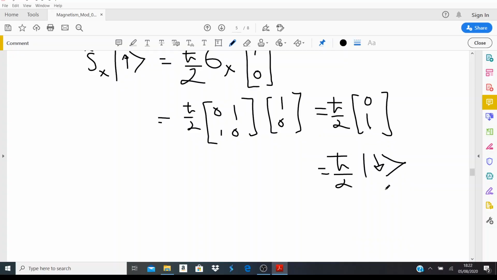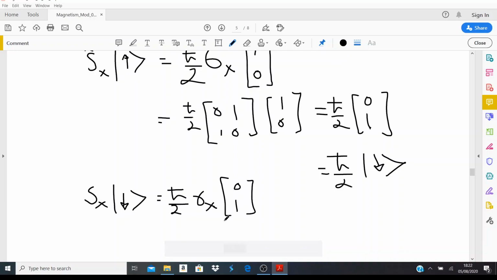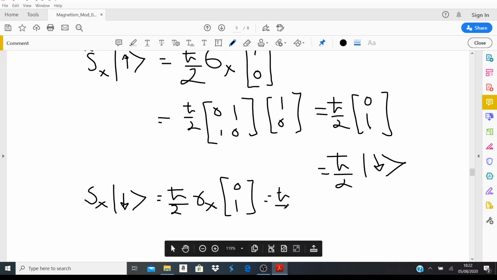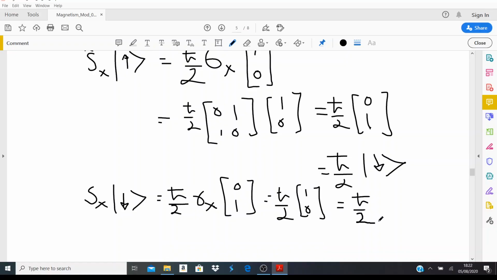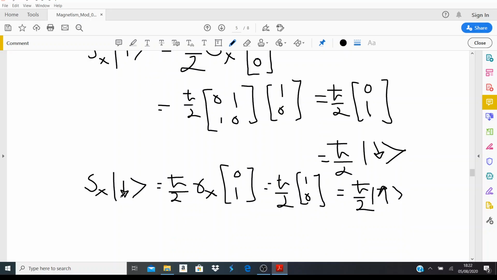And similarly, you can show that when Sx is operating on the down state, we have ħ/2 sigma x, and this down is represented by 0, 1, right? And you remember what sigma x is from that calculation. You just represent sigma x with this matrix, and when you do the matrix multiplication, this is nothing but ħ/2 times 1, 0. And what is this 1, 0? This is ħ/2 spin up, right? So Sx is also flipping the spin down to up.